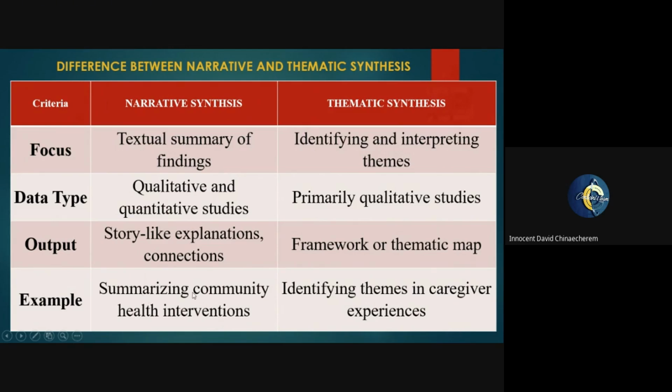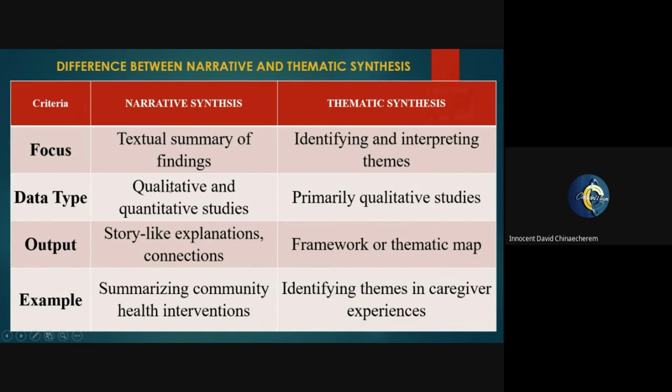An example is when we want to summarize community health interventions. Let's say we have a systematic review on community health interventions for malaria. Some of the studies might be quantitative, like cross-sectional studies. Some of them might be a grounded theory design. In that situation, we can combine them as included studies and then summarize them textually. This is the massive difference between narrative synthesis and thematic synthesis.